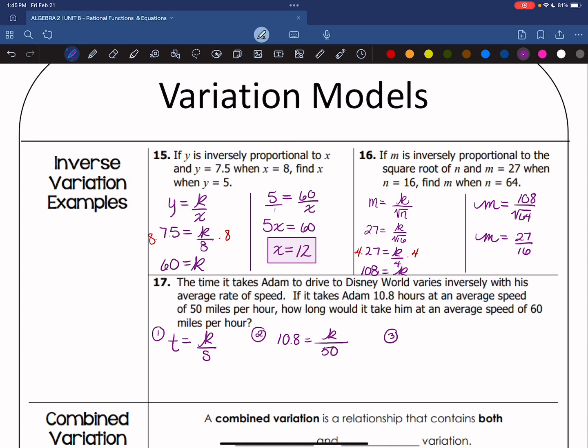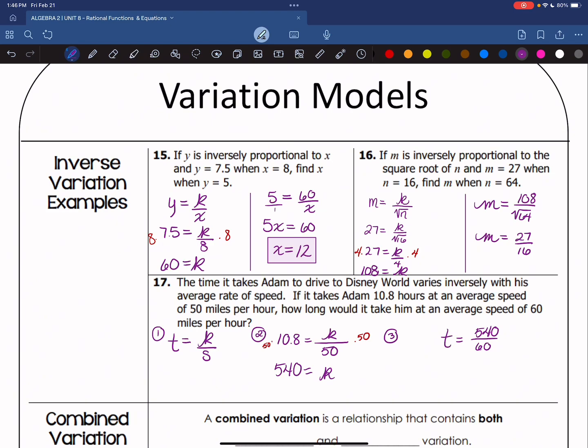Okay, so in order to figure this out, I've got step number 1, I've got the basic equation written. Now I need to solve there in step number 2 for my k. To do this, I'm going to need to multiply by 50 on each side to eliminate that denominator and isolate for my constant. So when I take 10.8 and multiply it by 50, that's going to give me 540. So my k value is 540.